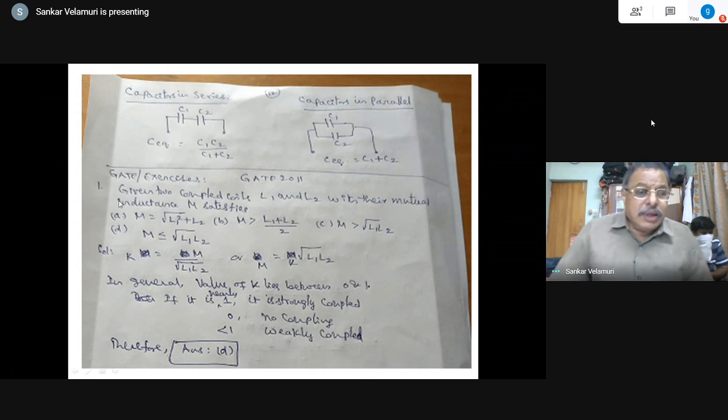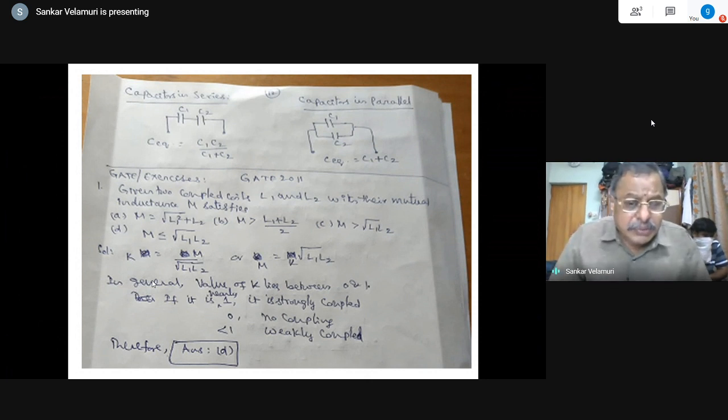So in general, the coefficient of coupling formula is M by square root of L1 into L2, or M is equal to K into square root of L1 into L2. So that means the value of K is well known in the general theory of mutual inductances as the coefficient of coupling. The coupling can be up to 100%. That is, the value lies between 0 and 1.